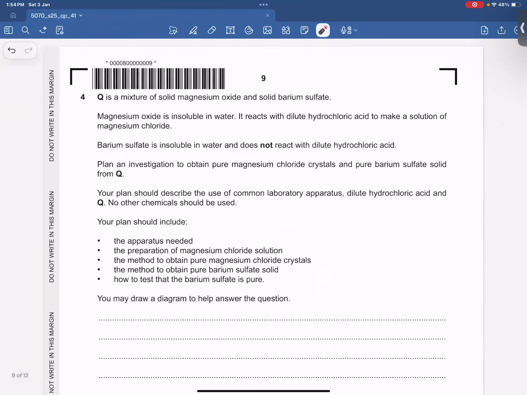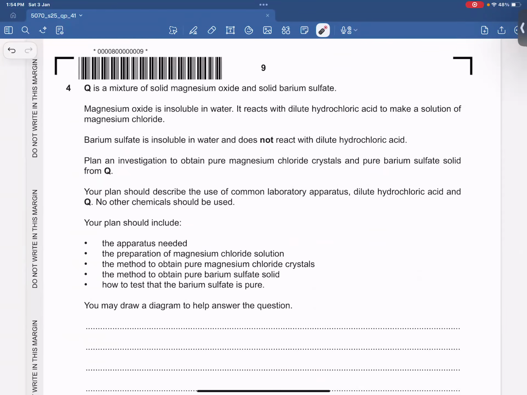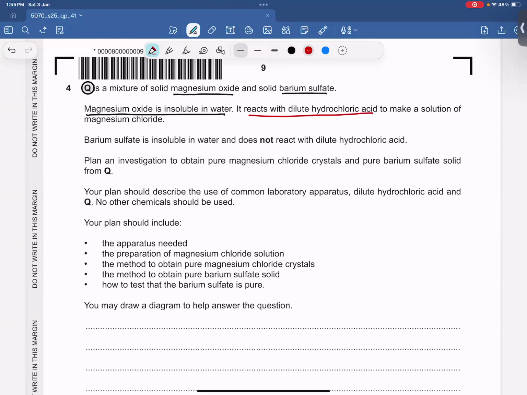Wow. That's my favorite. That's called planning and analysis and evaluation. Q is a mixture of magnesium oxide and barium sulfate. Magnesium oxide is insoluble in water. Okay. But it reacts with dilute hydrochloric acid to make a solution of magnesium chloride. That means magnesium oxide is insoluble in water, but soluble in dilute hydrochloric acid.